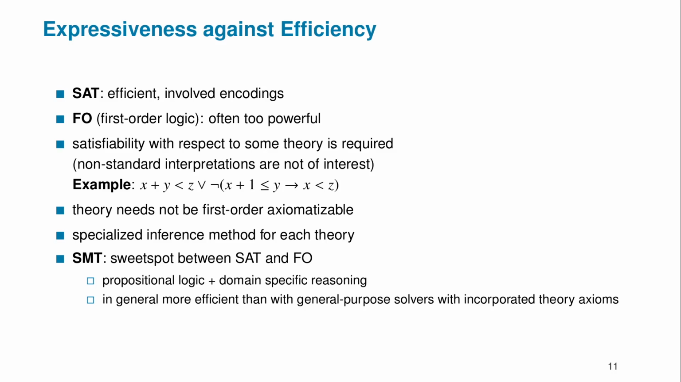So when we have a formula like the formula we have here, then we want to read the plus as a plus, the addition of two numbers. This symbol here is the smaller symbol. Yeah, the Boolean connectives stay the same. And the variables should be restricted to a certain domain. So we're not interested in arbitrary interpretations, but we want to have only those interpretations where x and y are, for example, integers and plus, and the comparison operators are interpreted as usual.